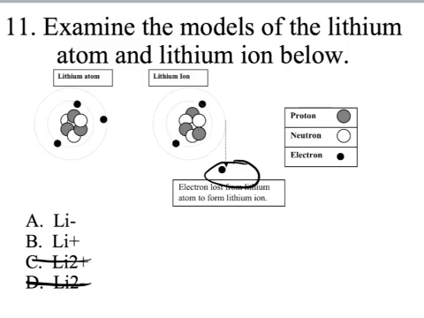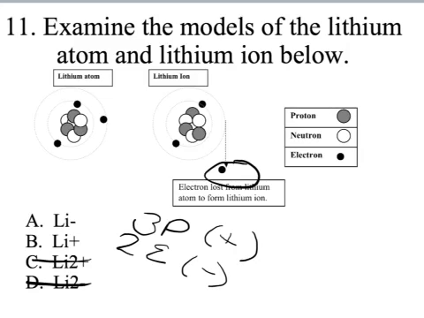So if I lost an electron, that means I have 3 protons and 2 electrons. These are positive charges. These are negative charges. I have 1 more positive charge than negative, so my charge would be +1, Li+.